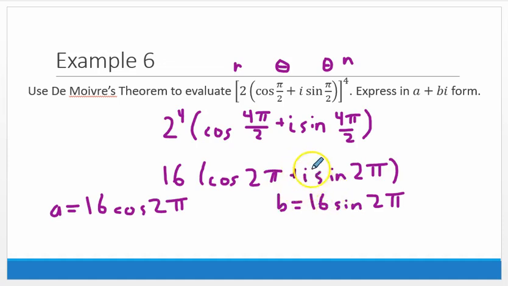So the b right now, I'm just ignoring the i for a second because that's a separate value being multiplied by b. So in this case, we need to know that cosine of 2 pi is equal to 1. So 1 times 16 is 16. And sine of 2 pi is 0. So 0 times 16 is 0. So when I write a plus bi, if I'm plugging those numbers in, you end up with 16 plus 0i. Like I said, I just distributed 16 times this and 16 times this. But we don't need to write the 0i. 0 times anything cancels out. So you would just write the number 16 for your answer on this one.